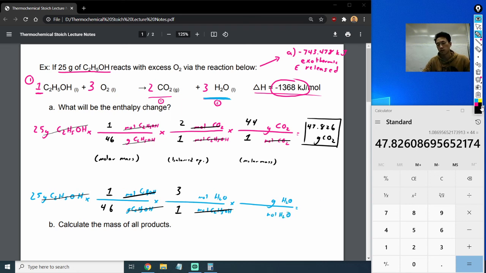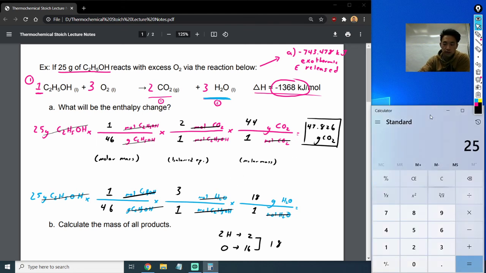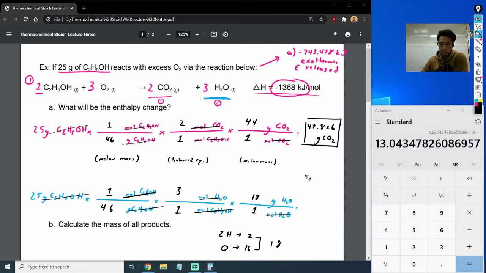And then since the fraction has grams and moles on it, we're going to get the numbers from the molar mass. There's 2 hydrogens, which is 2. And then there's 1 oxygen, which is 16. So you put them together, and you should get 18 grams per mole for H2O. So 18 grams per 1 mole, and then we can cancel these out. And then from there, we just need to calculate it out. So 25 divided by 46 times 3 times 18, and you should get a final answer of 13.043. Okay, so 13.043, and the units, grams of H2O. All right, there you go, and we're all done.